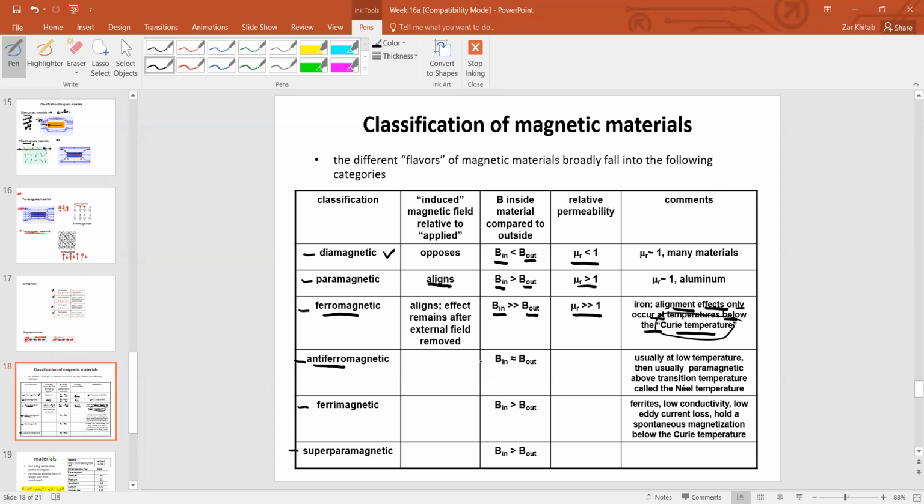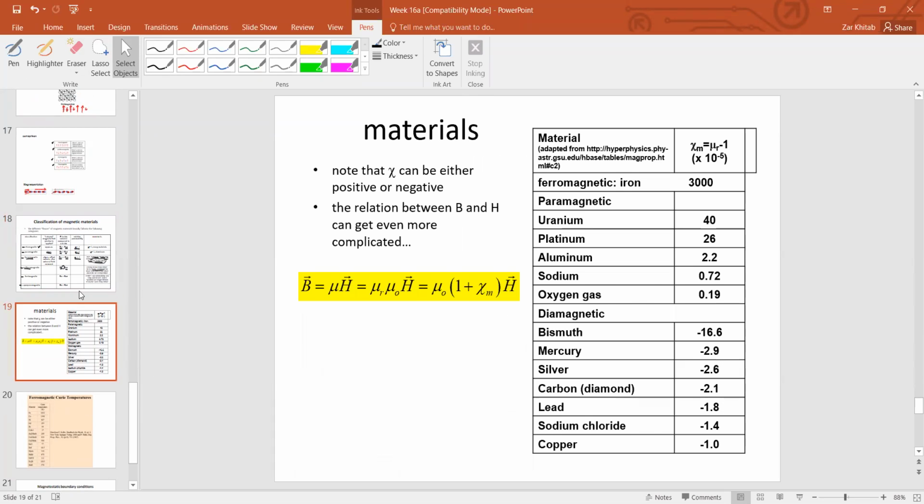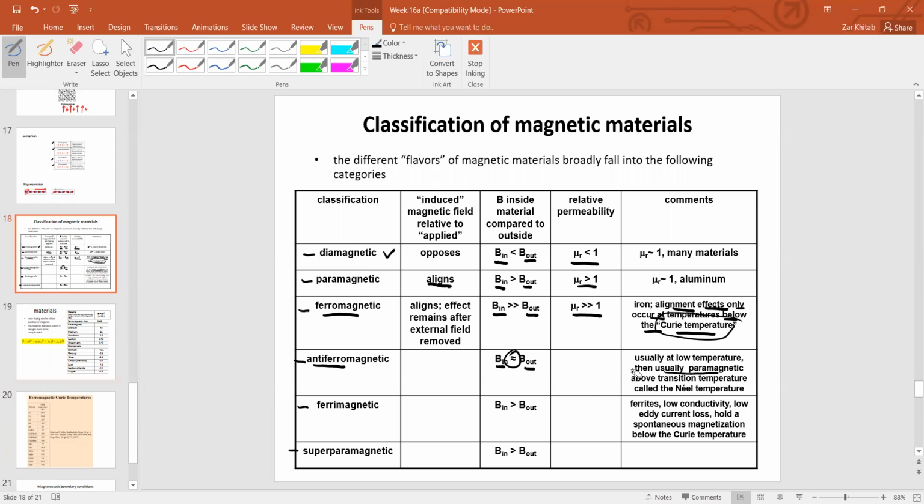In antiferromagnetic materials, B inside is nearly equal to B outside because some will align, some will cancel, some will align, some will cancel. Usually at low temperatures, nearly, remember, nearly. There will be a little bit of difference. Then usually paramagnetic above the transition temperature called the Néel temperature. So this characteristic will exist up to the Néel temperature. Above the Néel temperature, the antiferromagnetic material will lose its magnetic characteristics. And then you have the ferromagnetic materials. In the ferromagnetic materials, B inside is higher than B outside.